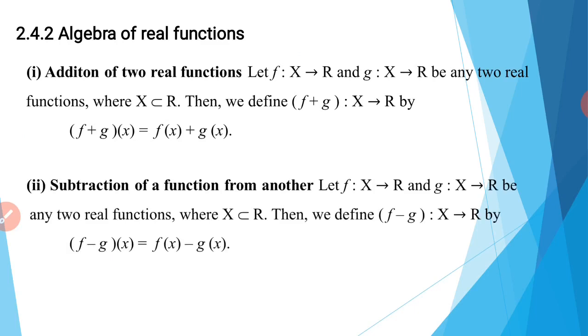2. Subtraction of a function from another. Let f: X → R and g: X → R be any two real functions, where X ⊂ R. Then we define f − g: X → R by (f − g)(x) = f(x) − g(x).